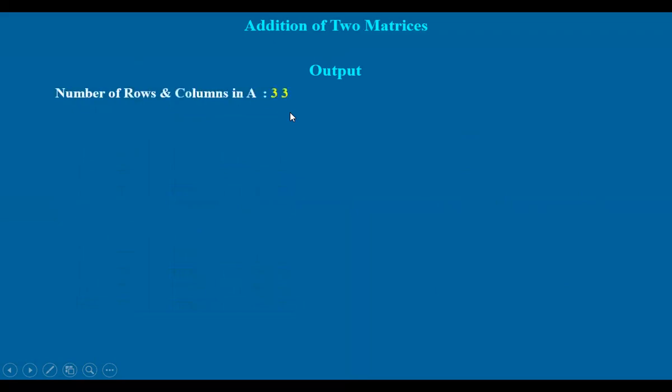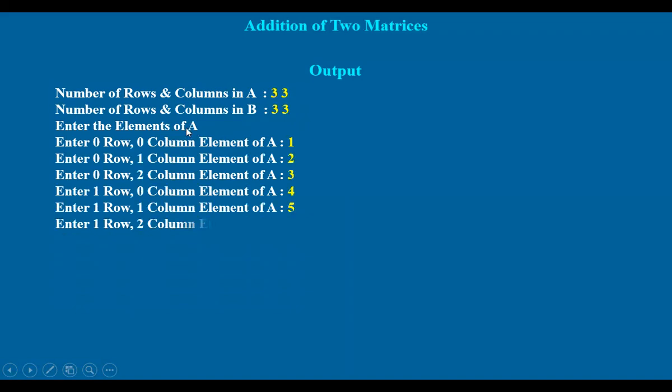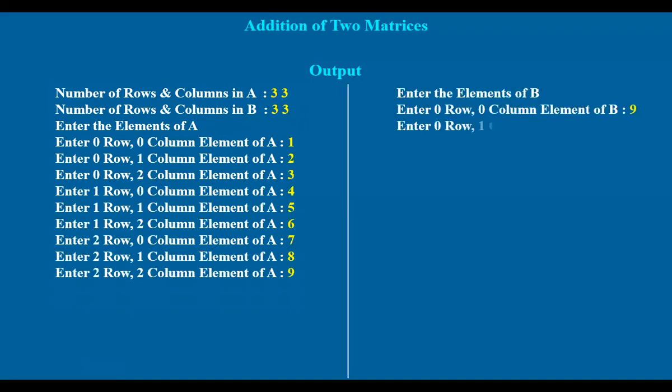Suppose we continue, and execute the same program. And now let's give a different set of data. Say A is a 3 by 3 matrix. B also is a 3 by 3 matrix. Now what happens? Because the number of rows as well as the number of columns are the same, it enters into the loop and now it asks for the data. Now the data of A are given here like this. Similarly, the data of B.